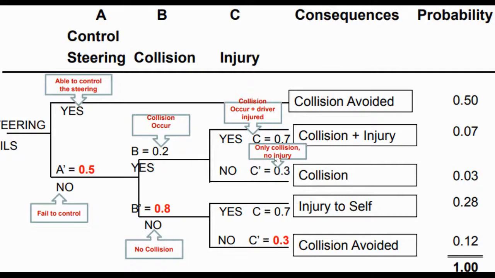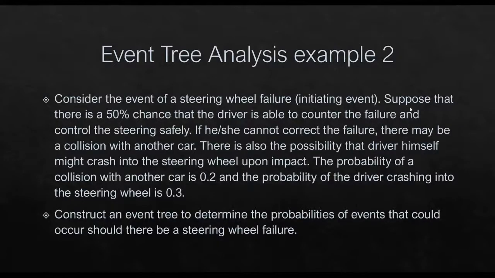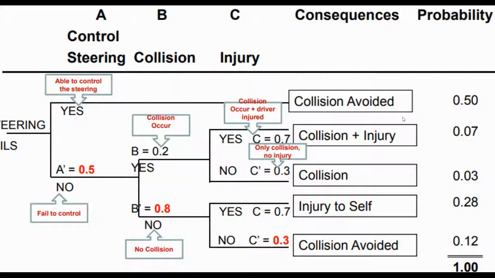So the solution is daripada steering wheel, okay, 0.5 is able to control, another 0.5 is fail to control. As mentioned kat sini lah, 50% chances that the driver is able to counter the failure. Because 50% able to counter the failure is yes. So collision is no lah, fail to control. So 0.5, 0.5. Okay, so untuk fail to control is either the possibilities of the injuries or the risk happen is collision to another car ataupun no collision to another car.